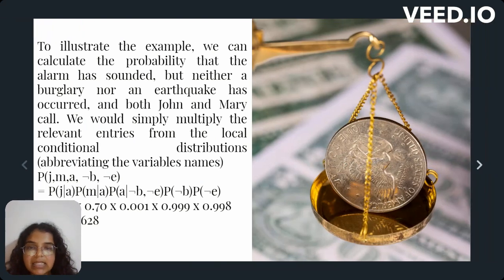To illustrate with an example, we can calculate the probability that the alarm has sounded, but neither a burglary nor an earthquake has occurred, and both John and Mary call. We would simply multiply the relevant entries from the local conditional distributions. We get the answer as 0.000628.